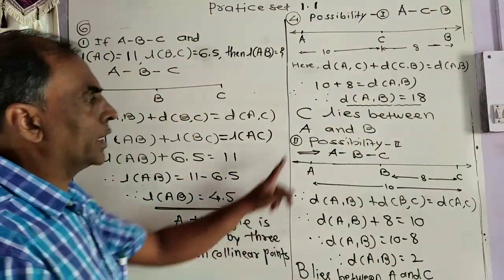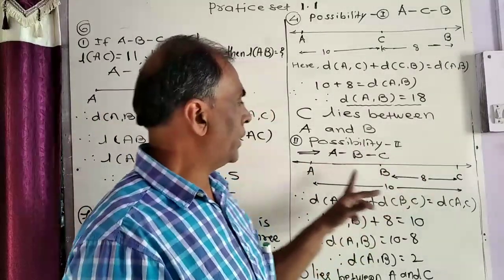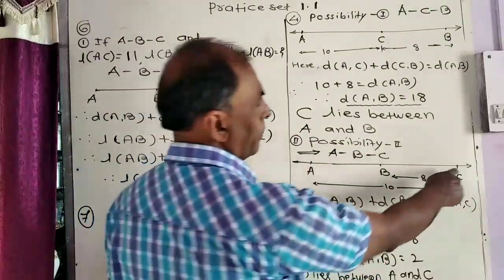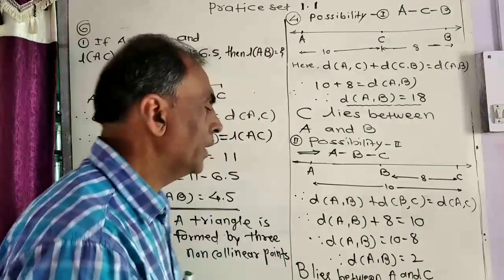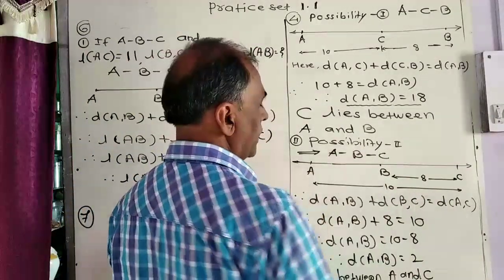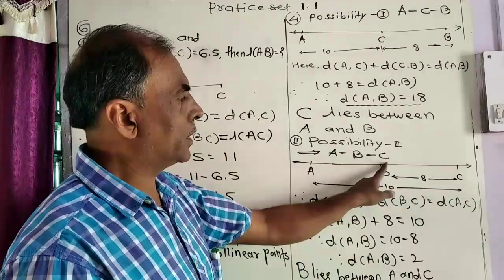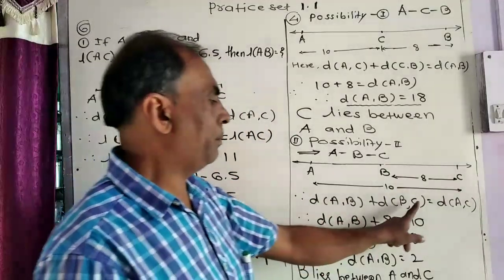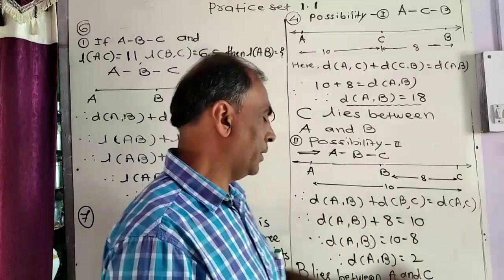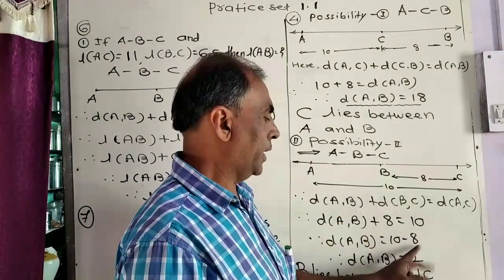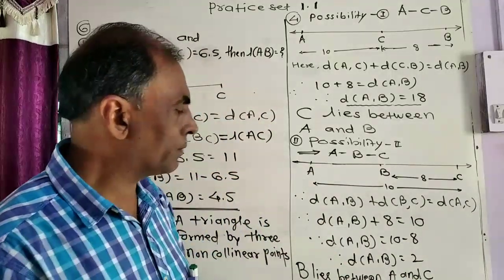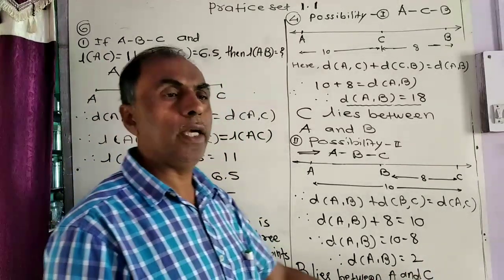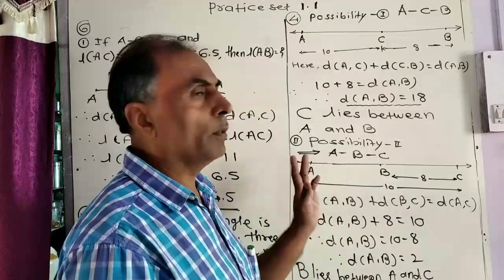Now suppose we take the second possibility, A-B-C. If we take A-B-C, then we draw a figure with three collinear points A, B, C. Then for A-B-C, we write distance AB plus distance BC is equal to distance AC. Distance AB is not given, plus distance BC is given 8, is equal to distance AC, which is given 10. So 10 minus 8 is equal to 2. So for this second possibility, distance AB is equal to 2, and in this case B lies between A and C. So these are the possibilities in the above example.